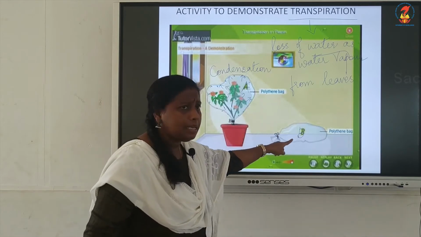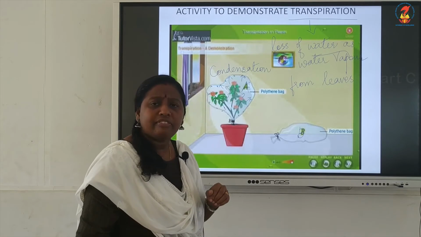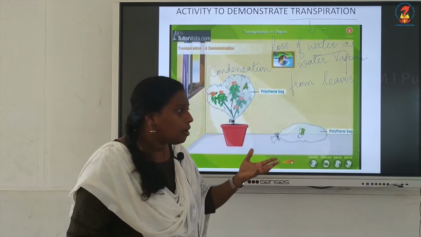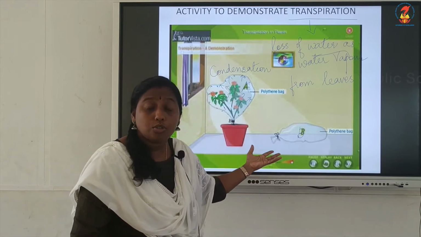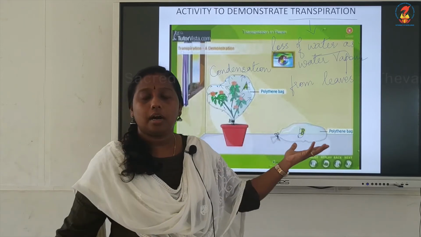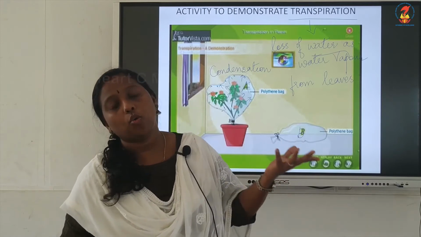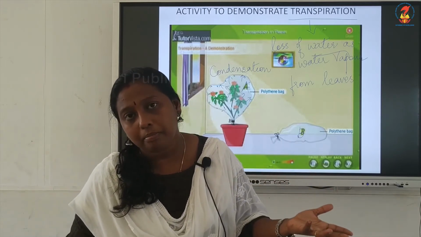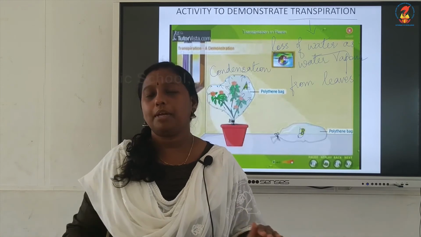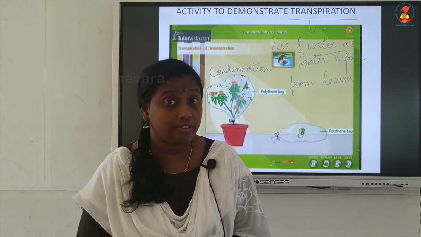Now, in this polythene bag B, will there be any water droplets? Definitely no. Why? Because inside this polythene bag B, there was no plant. If there is no plant, how will transpiration occur inside that bag? Without transpiration, how can you see water droplets inside bag B? So, inside bag B, there will be no water droplets. Hope this activity was clear for you.